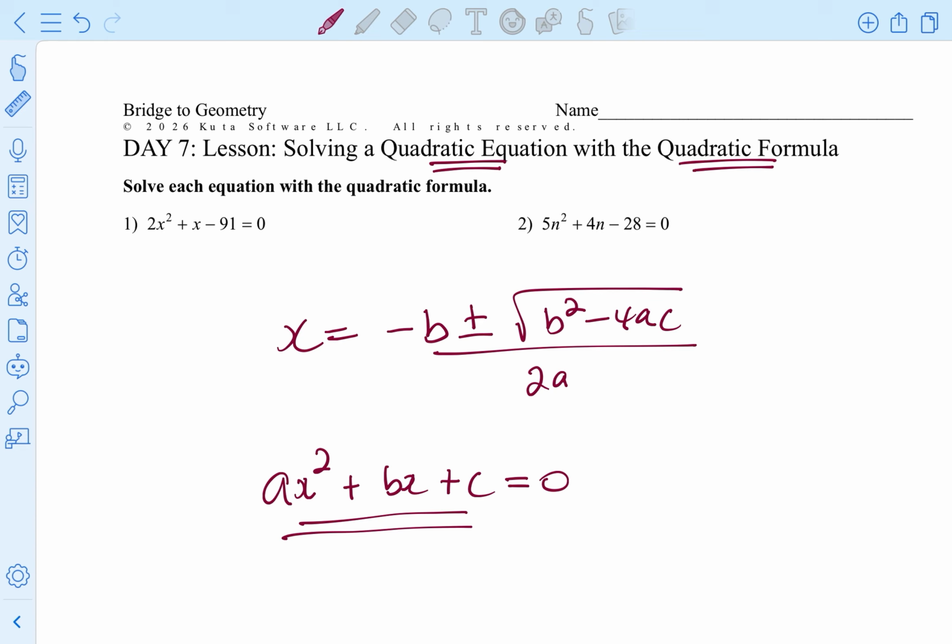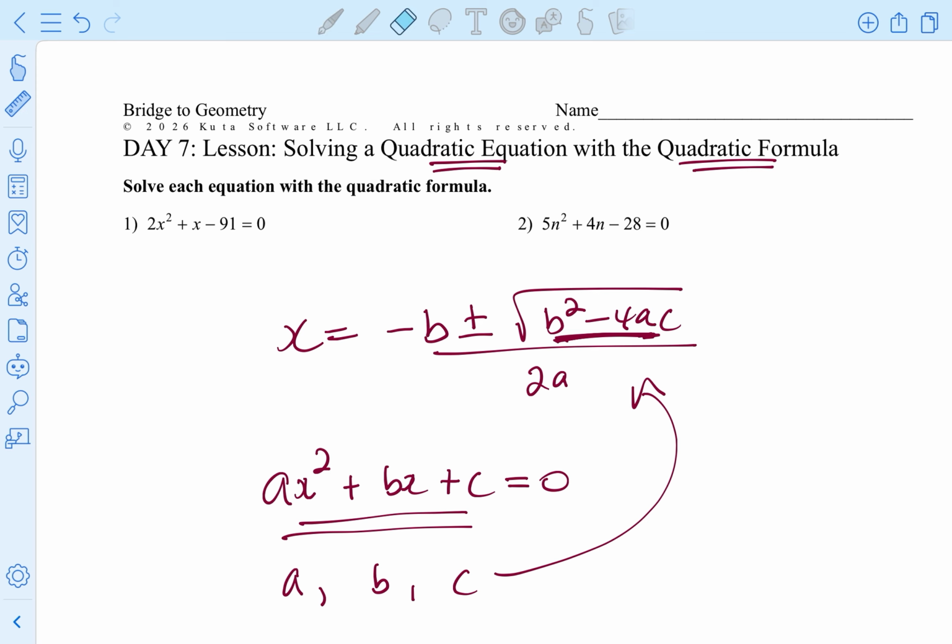This is the standard form of a quadratic equation, and we're going to be identifying a, b, and c, and then plugging those values into the quadratic formula, which will then give us solutions. These solutions are referred to as roots or intercepts. They tell you where your quadratic parabola intersects the x-axis. Now, remember what's under the square root? It is called the discriminant.